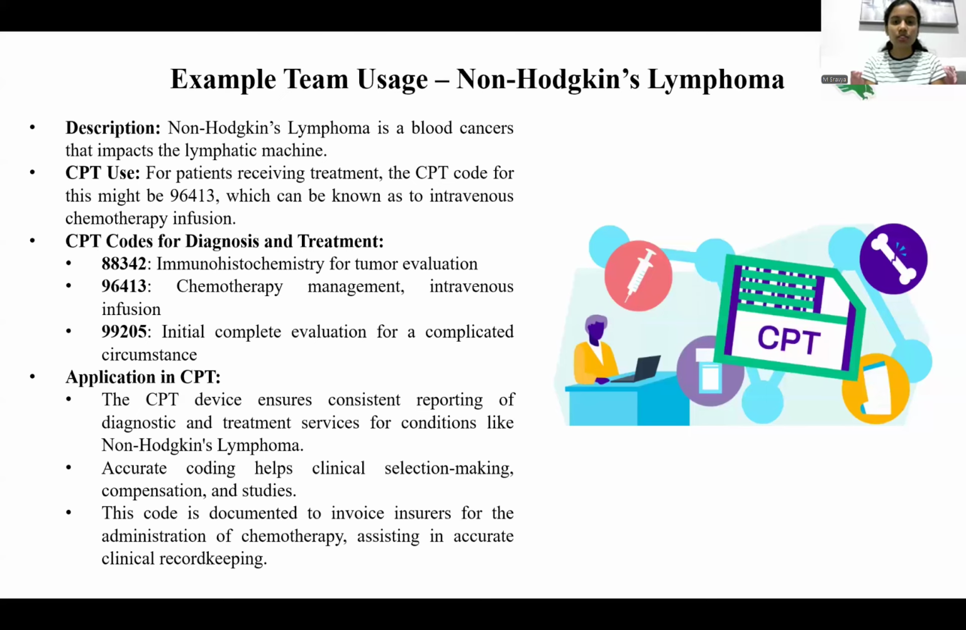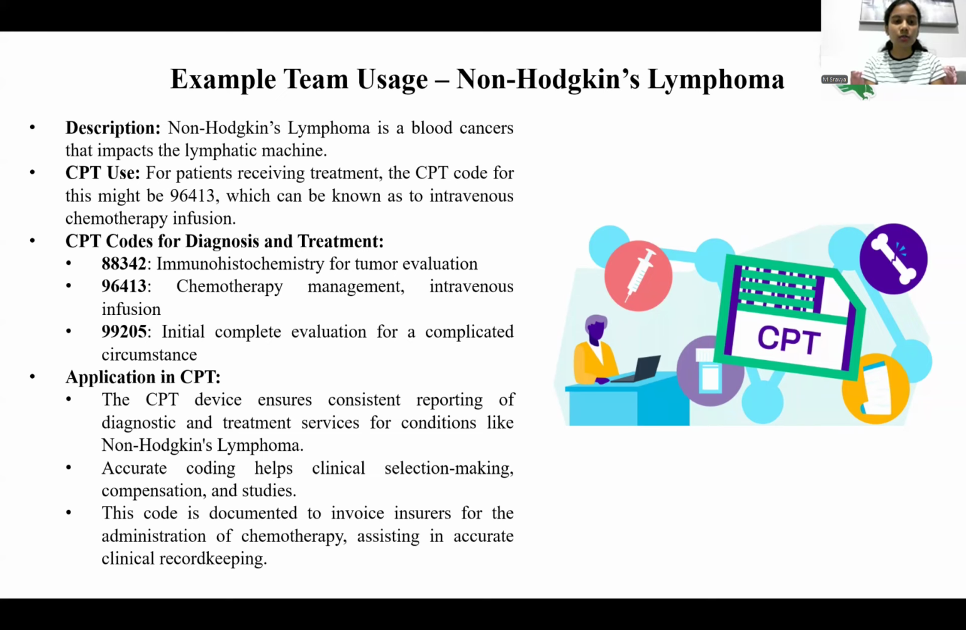Example term usage: non-Hodgkin's lymphoma. Description: it is a blood cancer that impacts the lymphatic system. CPT used for this: if the patient is receiving treatment for this, the CPT code might be 96413, which is known as intravenous chemotherapy infusion.